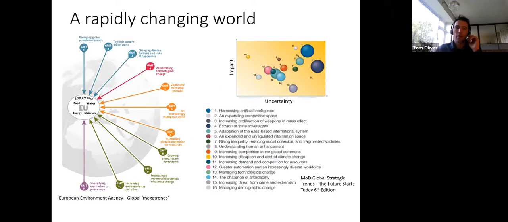But in addition to that, we exist in a rapidly changing world. On the left here, we've got what the European Environment Agency call global megatrends. This is documenting some big global drivers like population trends, urbanization, changing risk of pandemics, geopolitical issues. On the right, you've got the MOD assessment of similar large-scale trends, trying to assess the risk of impacts of those trends.